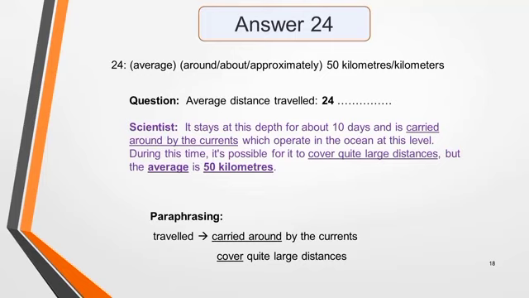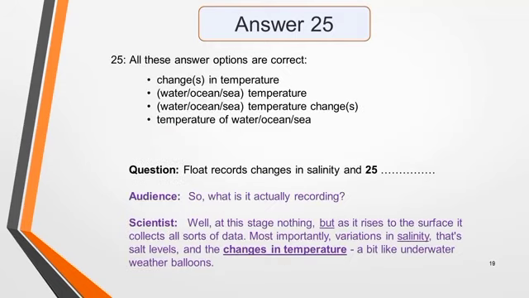The information in the diagram is paraphrased. The words average and distance have been repeated, but travelled has been paraphrased in these two phrases. Carried around by the currents, cover quite large distances. Question 25 has a range of possible answers. Here the diagram label and a section of the recording this answer appears in.